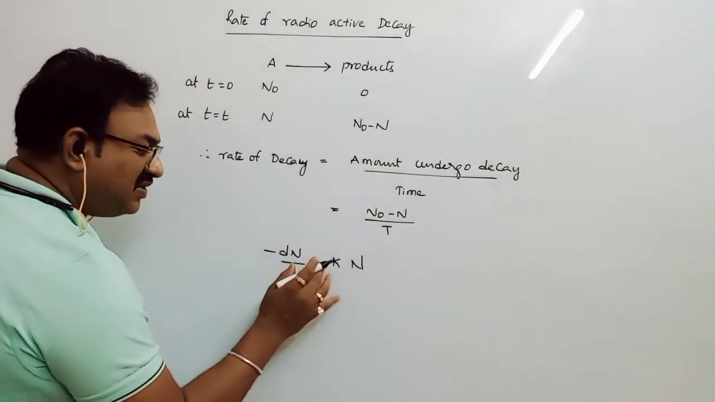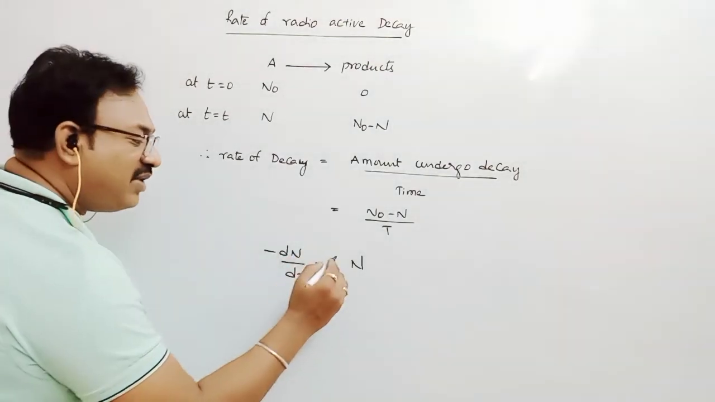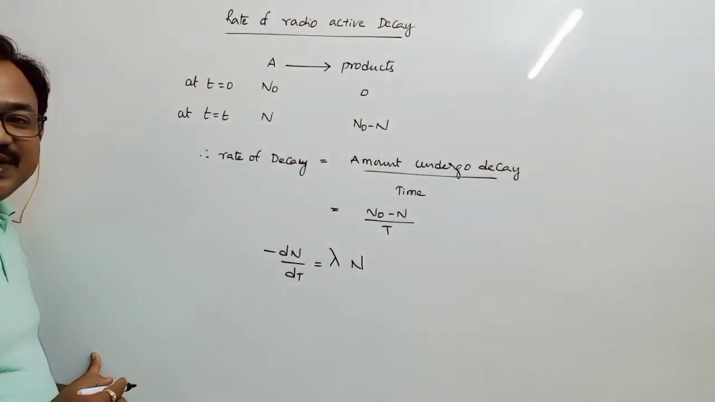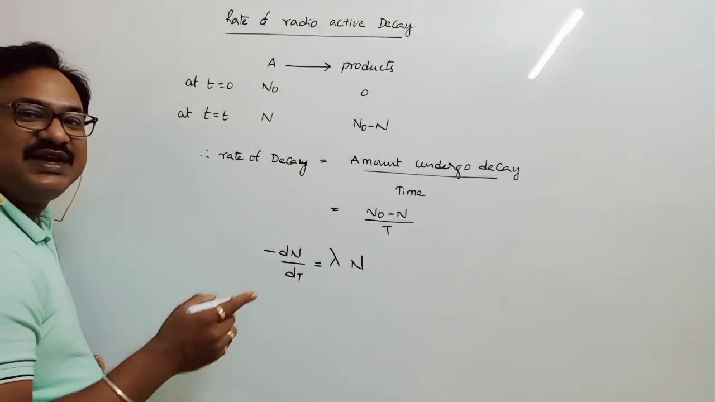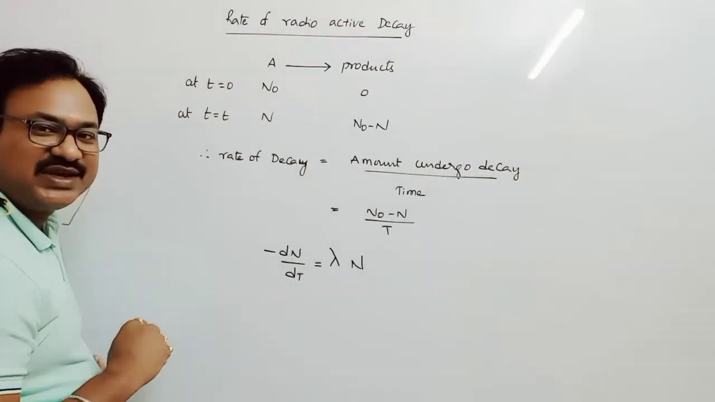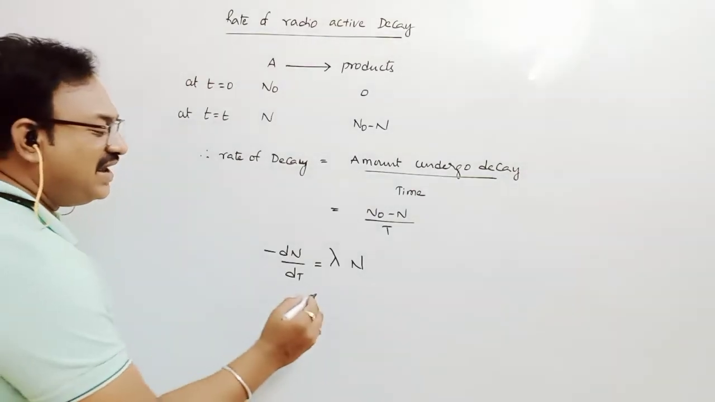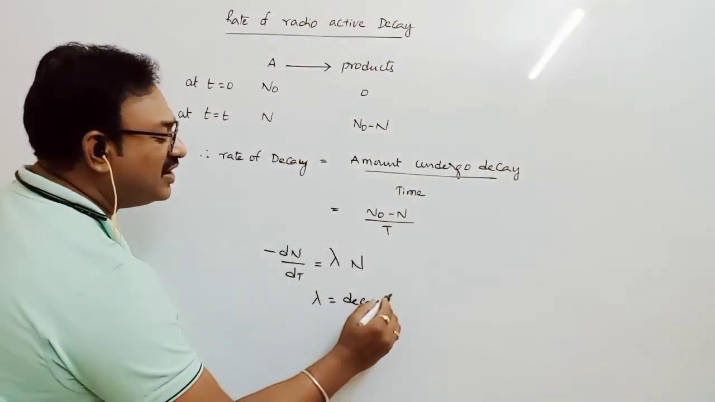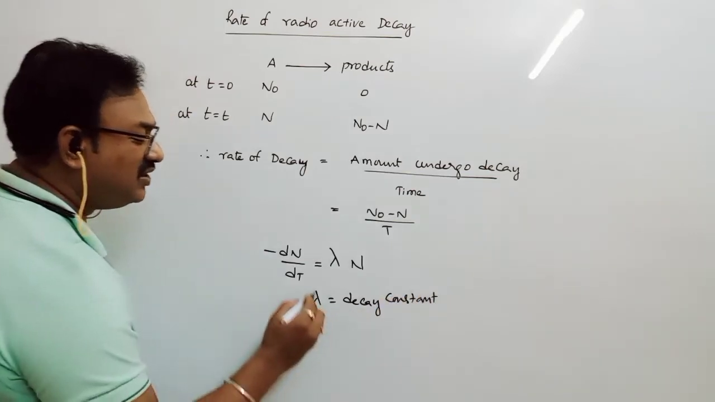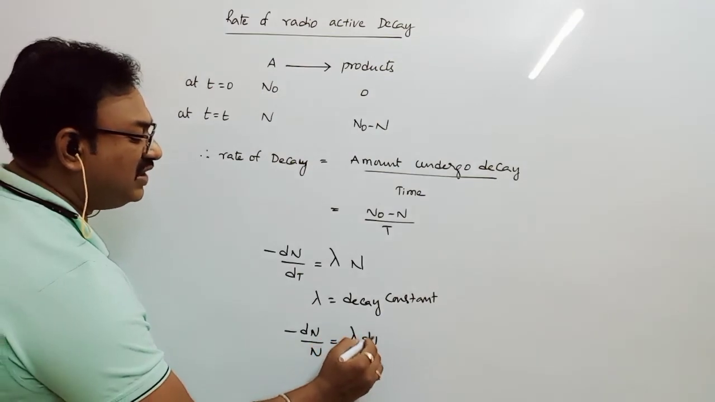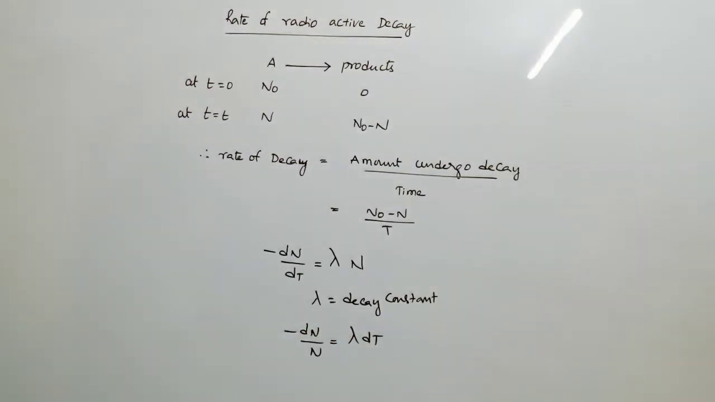Right. So in this equation k means the rate constant. Now I am taking it as lambda. But lambda is called the decay constant or activity constant. See, in normal first order reactions we use k, but in radioactive disintegration, instead of k we use lambda. Lambda is called the decay constant or activity constant. Okay. Now minus dN by N is equal to lambda into dt. Minus dN by N is equal to lambda into dt. Okay. So we will integrate this.